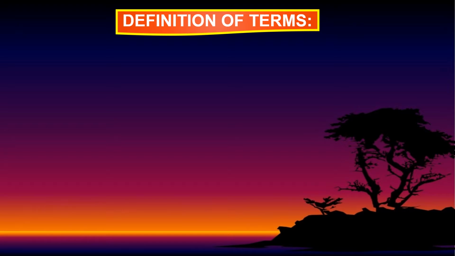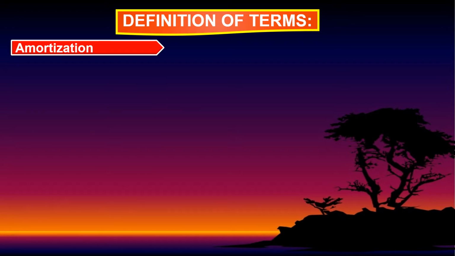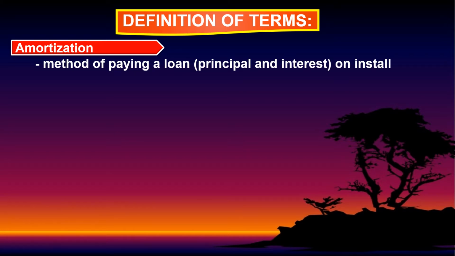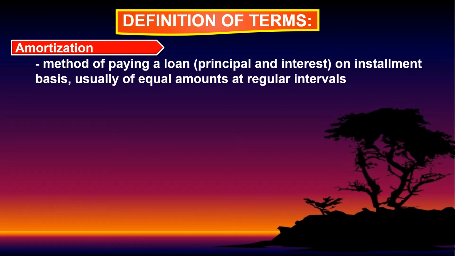By the way, what is meant by amortization or amortization method? Amortization method is a method of paying a loan, principal and interest, on an installment basis, usually of equal amounts at regular intervals. What are these regular intervals? Regular intervals can be monthly, quarterly, semi-annually, and annually. So it will depend on the terms and conditions made between the lender, the mortgagee, and the borrower, the mortgagor.